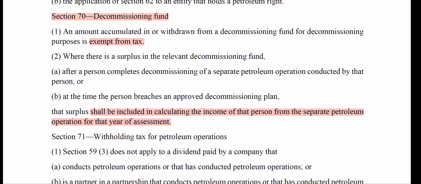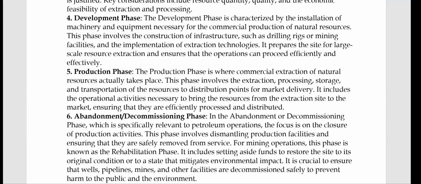Yes, Prof. Good. So, Prof, what you just read, meaning that the excess is added back and taxed accordingly. Yes. And when we look at the 35% petroleum income tax, in general, it is the same thing.